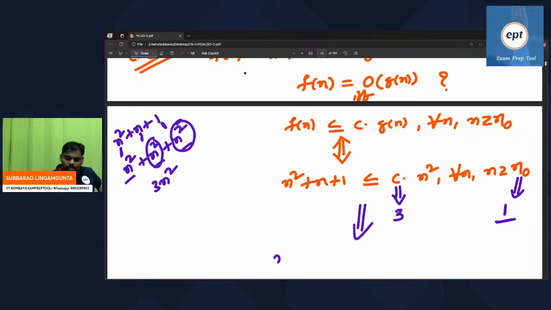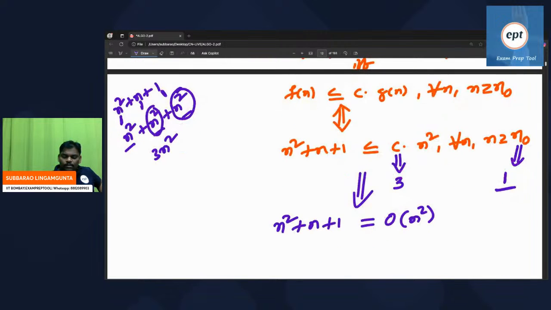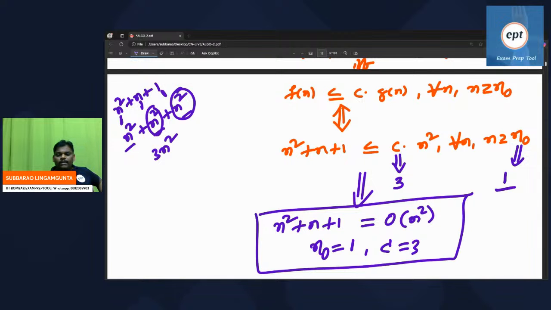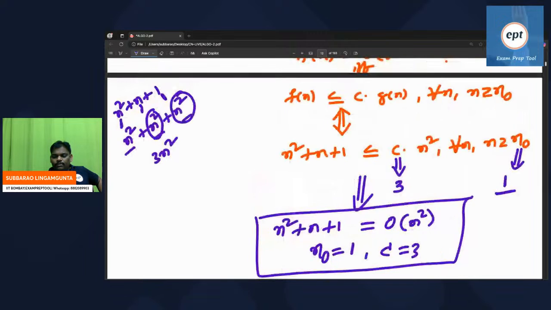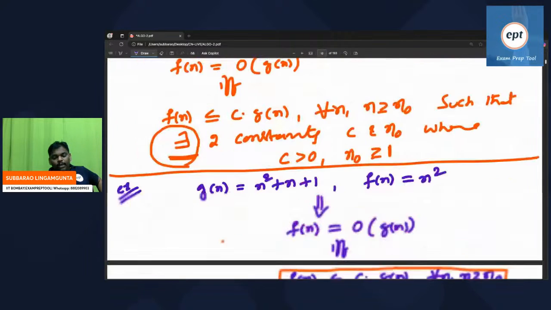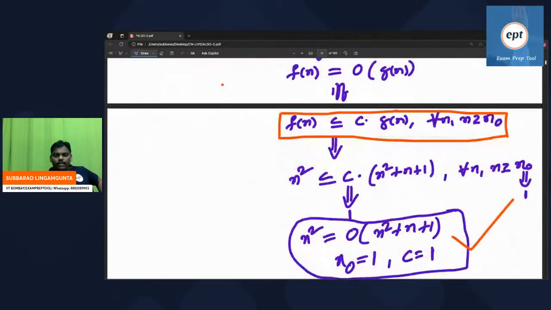Because it is working, I can conclude that n square plus n plus 1 is big O of n square. From which place onwards is it working? From 1 onwards. What is the C value? C value 3. There may be so many pairs, not just one pair. Many may be there.